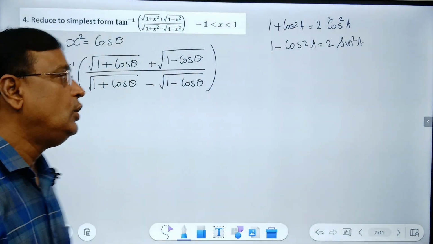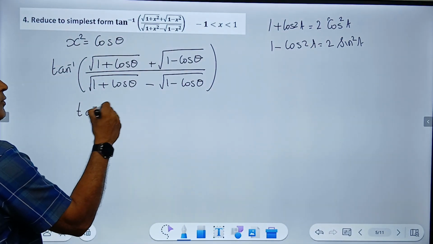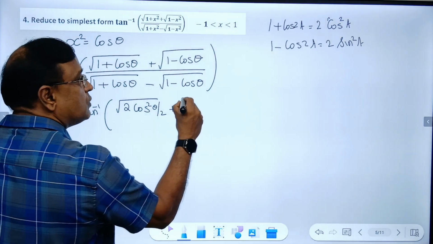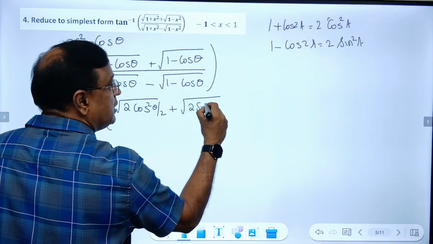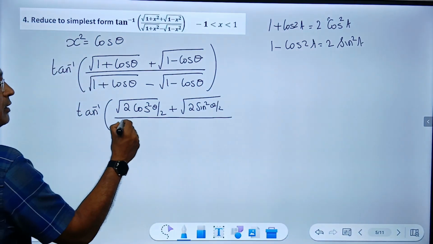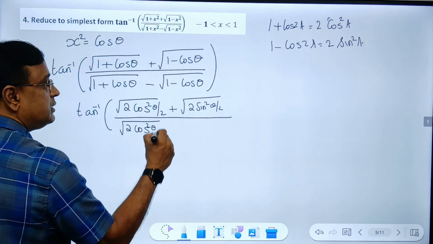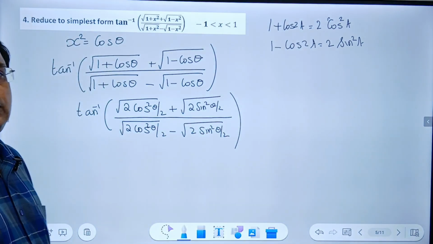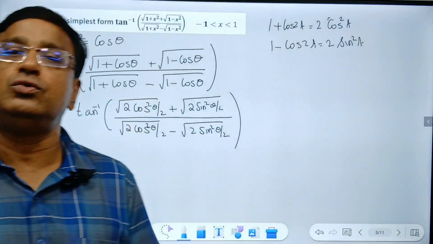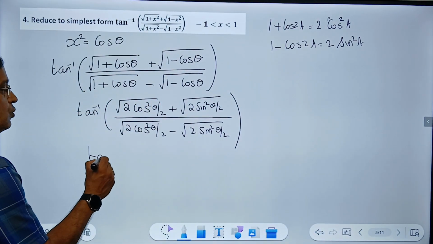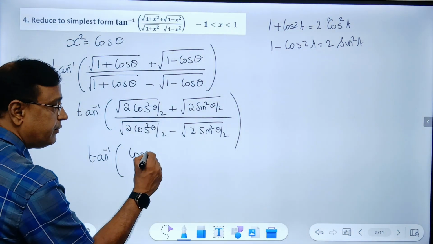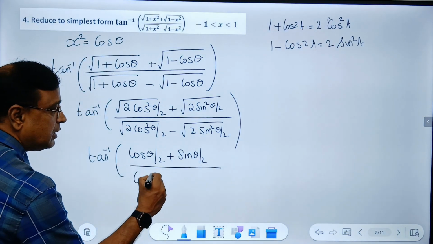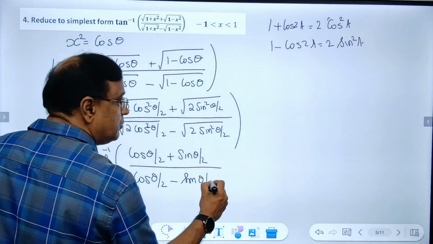So what exactly you get? You will get tan inverse of 1 plus cos theta is 2 cos square theta by 2. And what is 1 minus cos theta? 2 sin square theta by 2 divided by, repeat that same formula, 2 cos square theta by 2 and 2 sin square theta by 2. Just like the previous problem, if you see on the numerator as well as the denominator, root 2 is common, that can be cancelled, and the root of cos square will be cos theta by 2, and this will be sin theta by 2 by cos theta by 2 minus sin theta by 2.